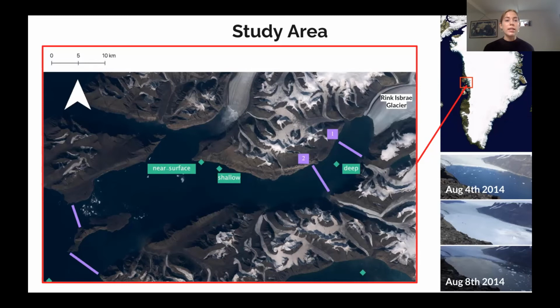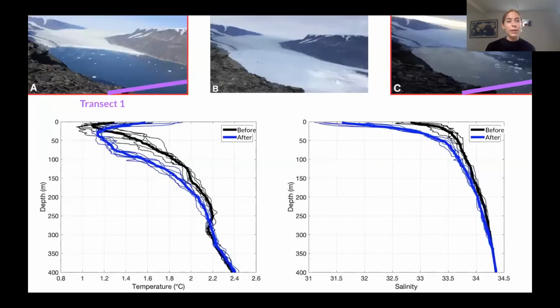What this is able to do is capture the first, to my knowledge, instance of in situ fjord water properties both before and after an ice melange event. So with this data, we can analyze what ice melange is doing to fjord water properties. Here's what we found. On the left is a plot of temperature with depth. Before is in black, after is in blue, and on the right we have salinity with depth. What we see is some of the coldest temperatures occurring around 50 meters, and that continues down to 250 meters.